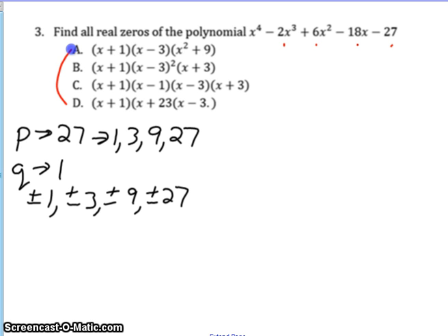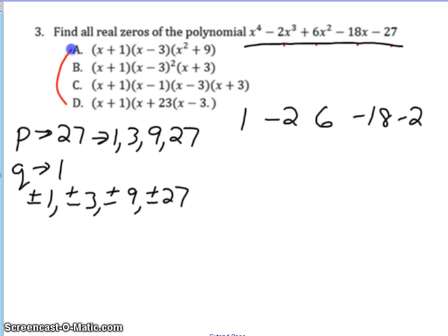Okay, so now what I'm going to do is use synthetic substitution. I'm going to find the coefficients of this polynomial. I've got a positive 1, a negative 2, a 6, a negative 18, and a negative 27. And I am going to plug a positive 1 in to see if I get a 0.